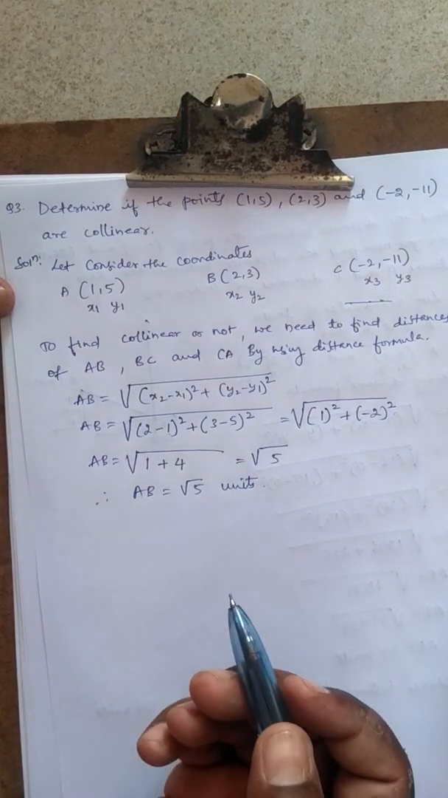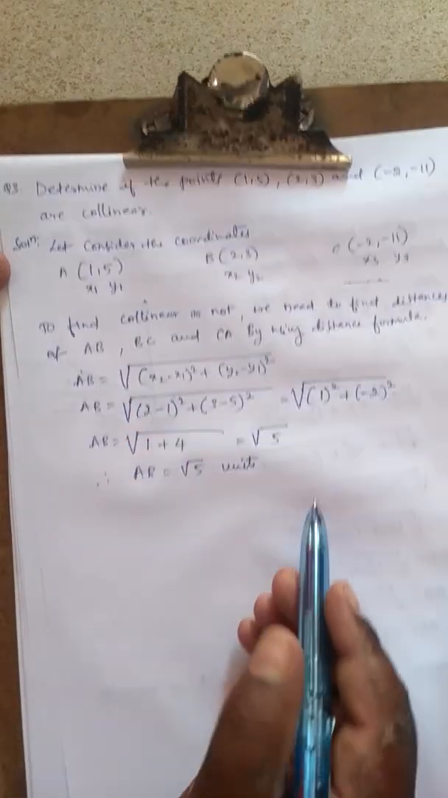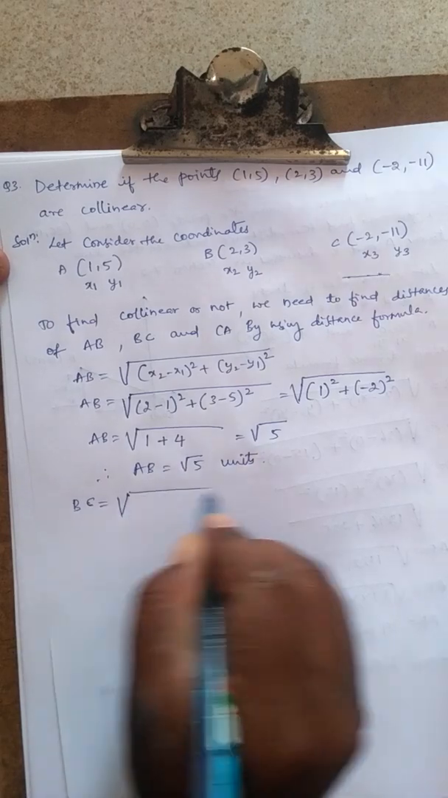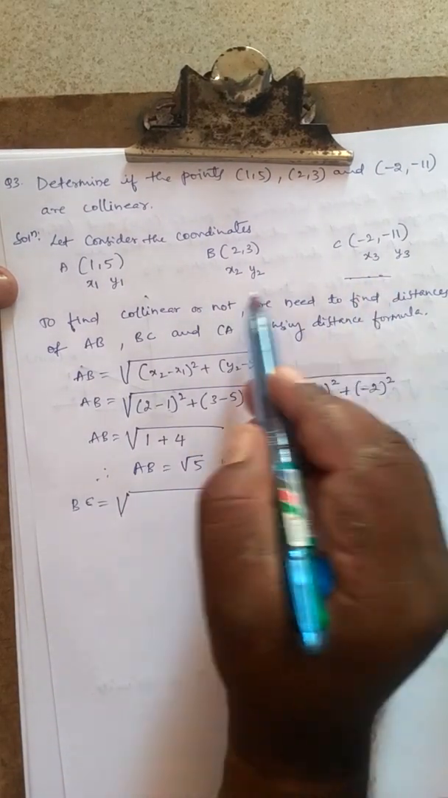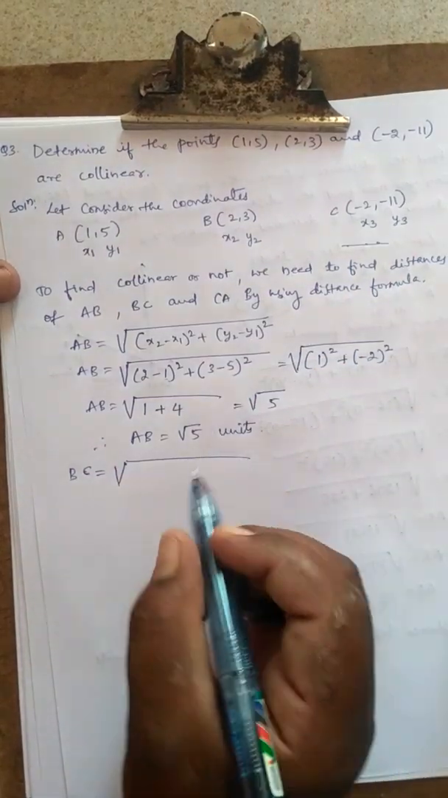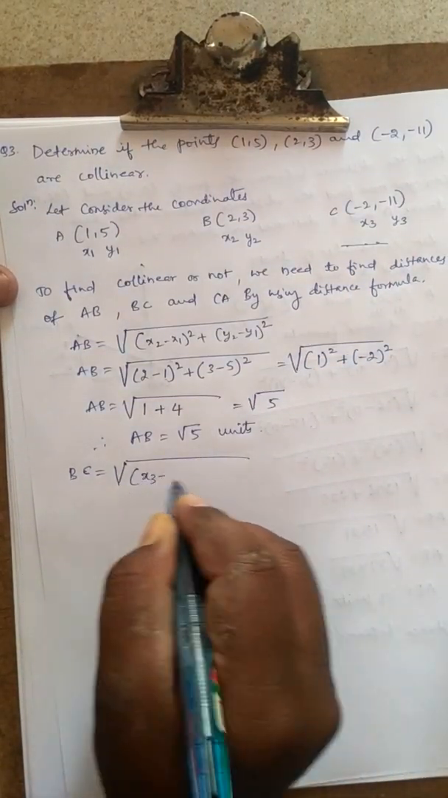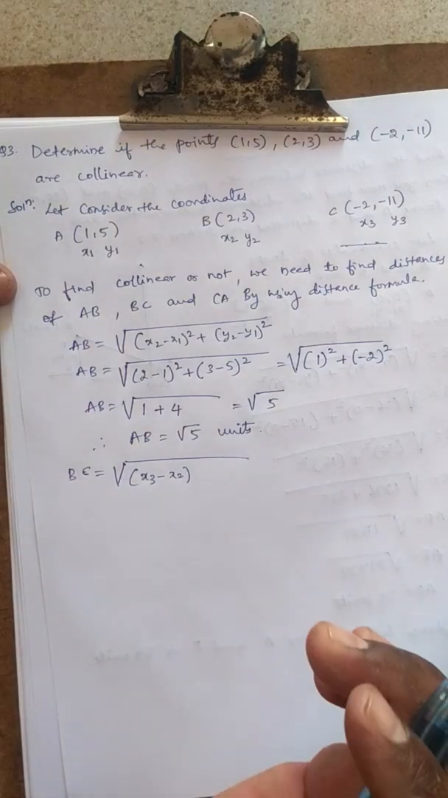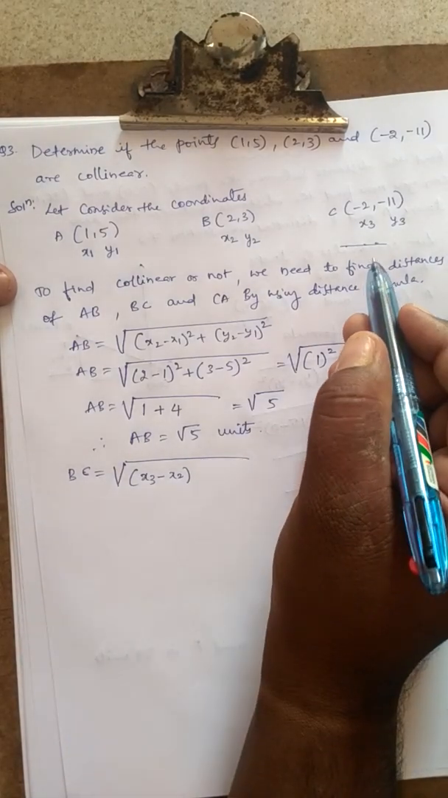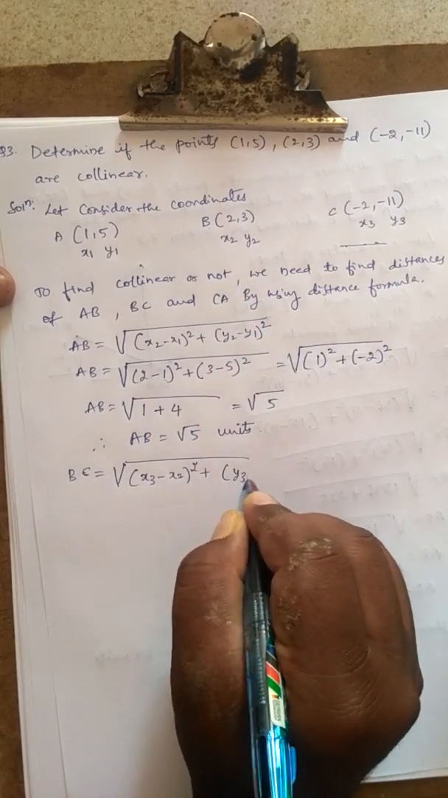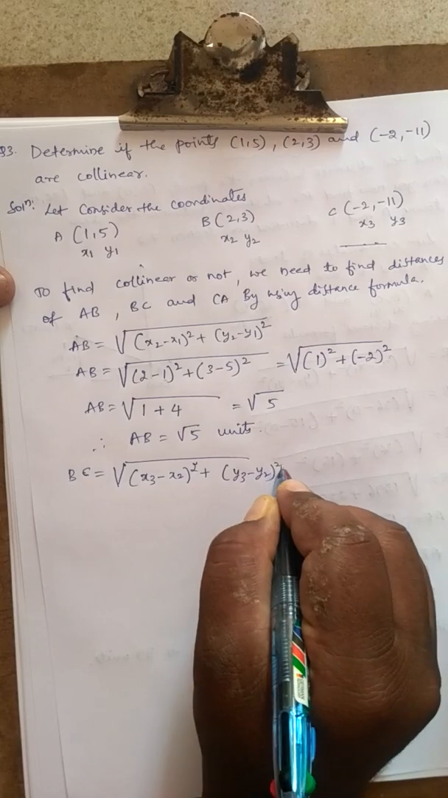Next we have to find out the distance of BC. So here BC is equal to, we have to take these two coordinates, x2, y2 and x3, y3. So how do we write the formula for this? x3 minus x2. However we name them, we have to adjust the formula accordingly. That's all. So it is x3 minus x2 whole square plus y3 minus y2 whole square.